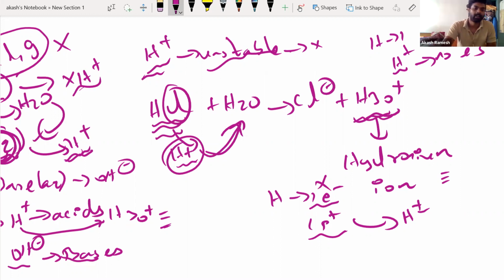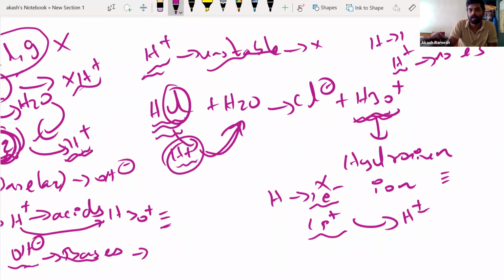And with OH minus, there's no change. OH minus will exist as OH minus because it's not just one electron and one proton. There are a lot of other things involved in OH minus. And I hope you all know what OH minus ion is called. What is the name of OH minus?